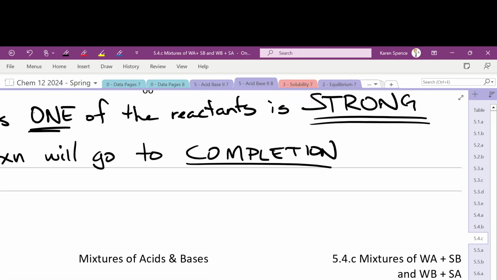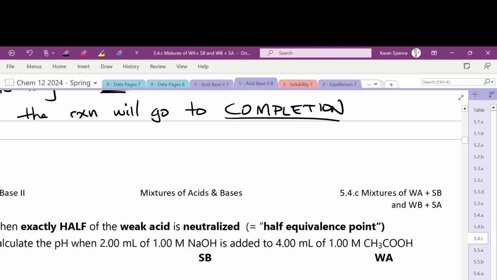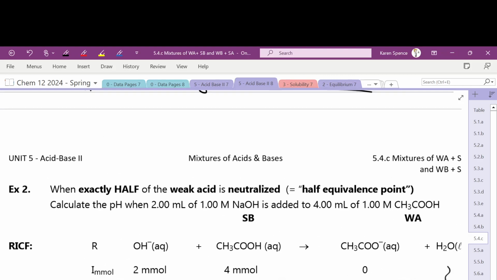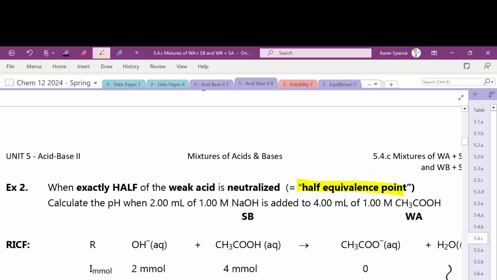Okay. Now, one more example, because I got through this with the other block, so we're going to get through it with you too. This is when we are exactly halfway to the equivalence point. So we have neutralized half the acid. So half the acid is unneutralized, and the other half has been turned into the base.